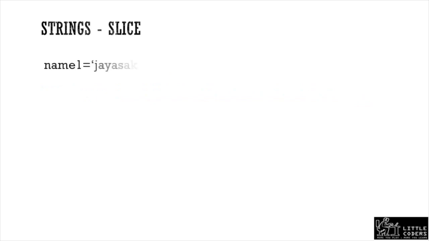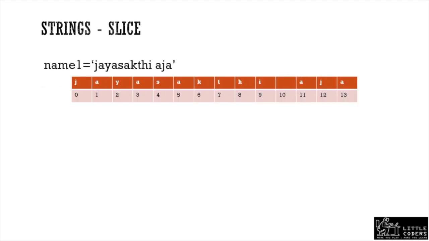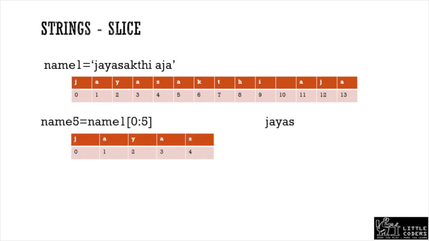Now here the first character J, the position of the first character J is 0, and A is 1, Y is 2, A is 3, S is 4, and another A is 5. What I mean to say here is, the counting of characters starts from 0 onwards. So 0, 1, 2, 3, like that only we have to count. Suppose I want only the first 5 characters, J, A, Y, A, S. Then I have to write name 5 is equal to name 1 of 0, 5.